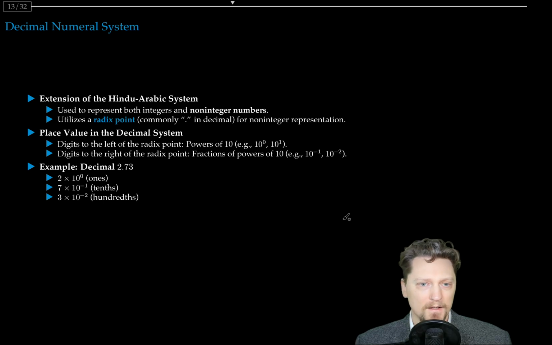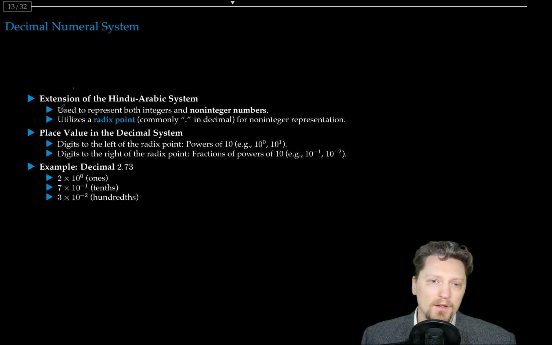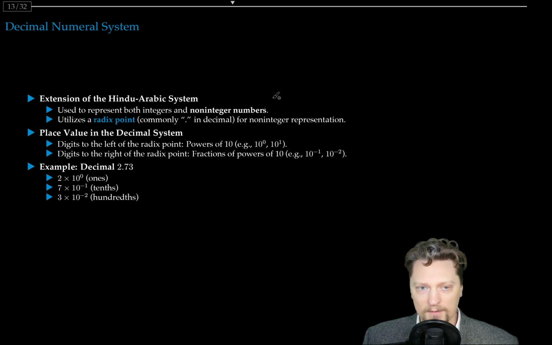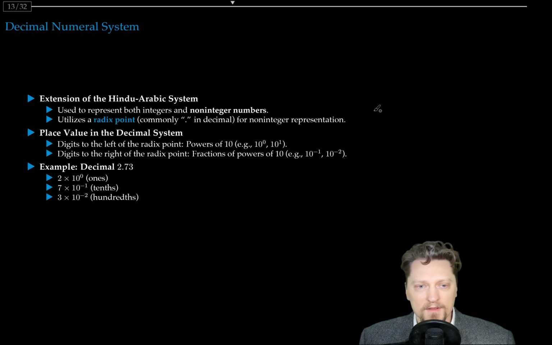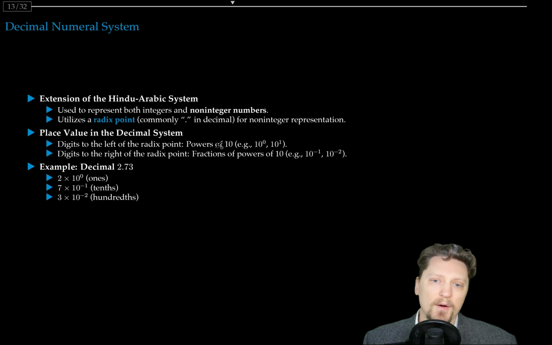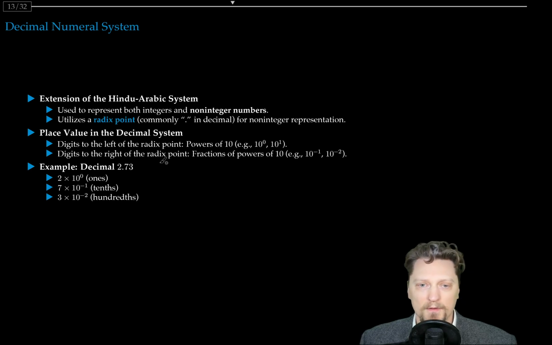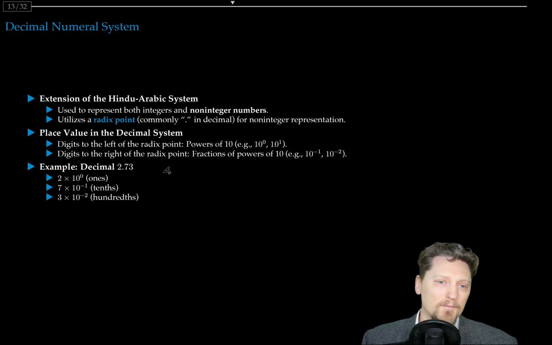Decimal numeral system. It's an extension of the Hindu-Arabic system used to represent both integers and non-integer numbers. It utilizes a radix point, commonly the dot in a decimal, for non-integer representation. Place value in the decimal system. Digits to the left of the radix point are powers of 10, for example, 10 to the 0, 10 to the 1. Digits to the right of the radix point are fractions of powers of 10. So 10 to the negative 1, 10 to the negative 2, etc. So that's what the radix point denotes, the separation between the powers of 10 and the fractions of powers of 10.